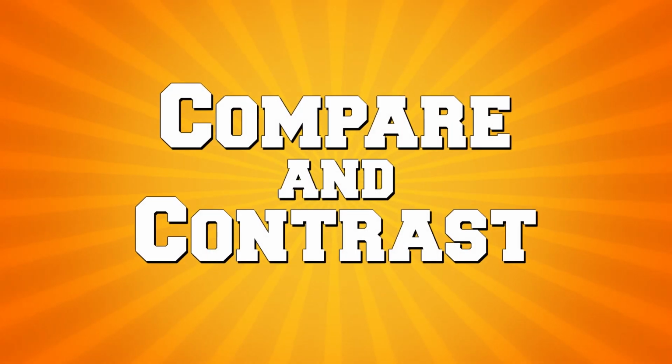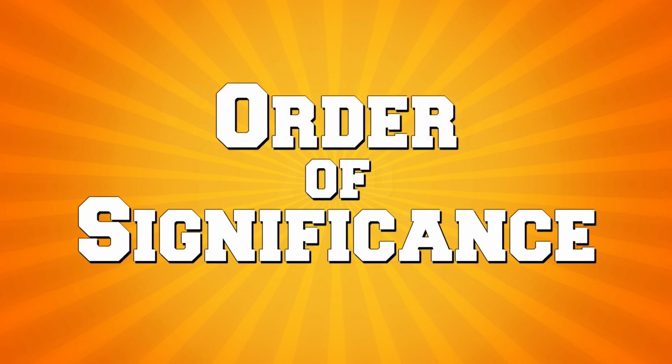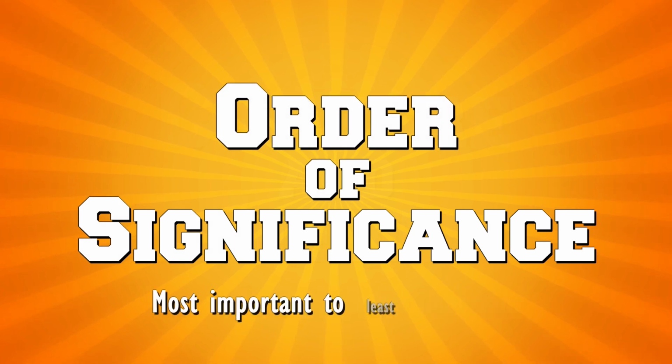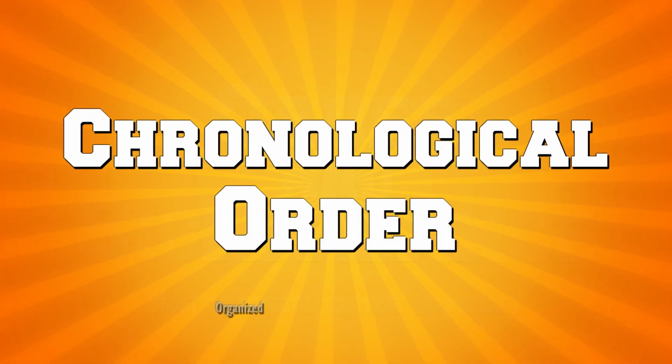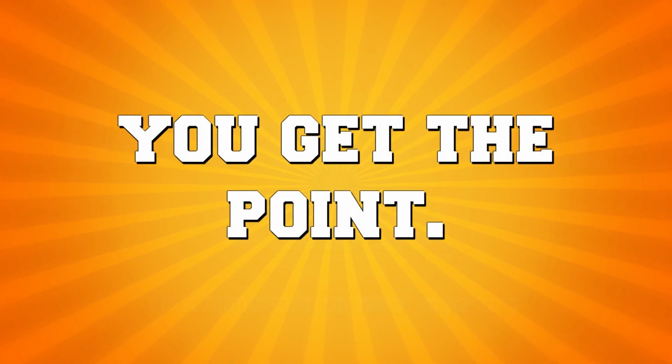There are a lot of different ways you could organize details in your essay. Compare and contrast, cause and effect, order of significance. This could go from least important to most important, or most important to least important. Chronological order, organized by time or dates, etc. So, there are no rules about what kind of organizational structure you should use. As long as you've thought about it and carefully chosen a structure that makes sense to you, then you should be fine.